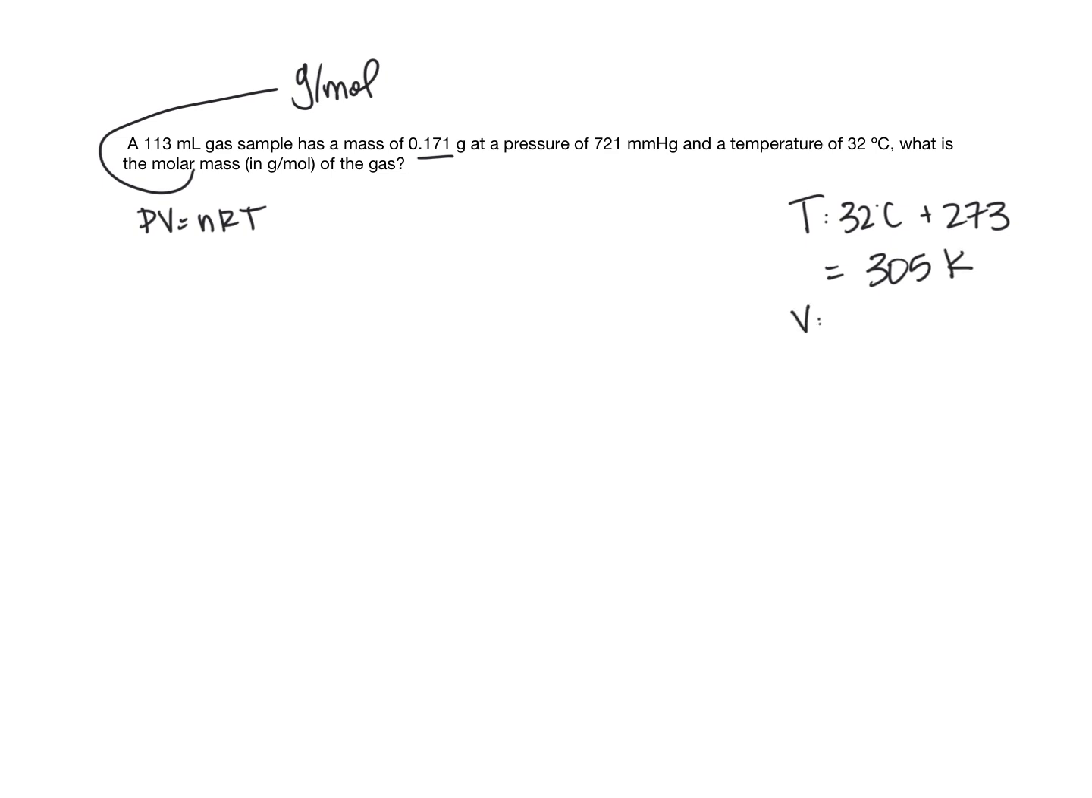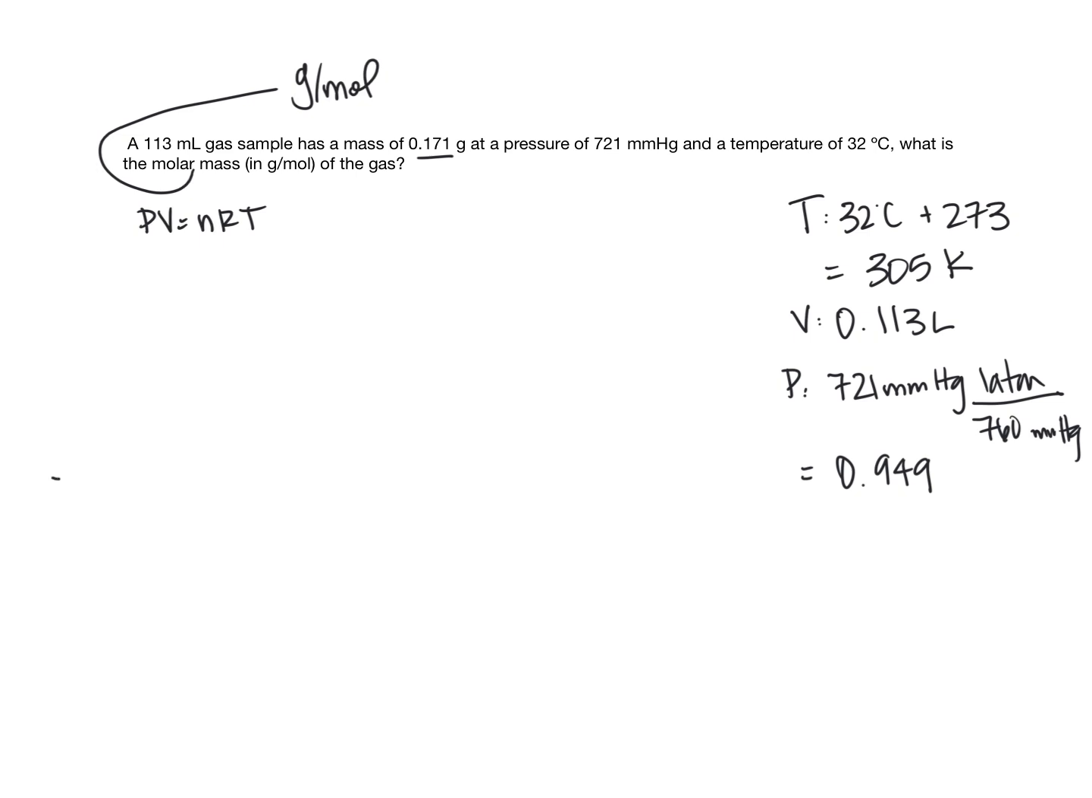The volume is 0.113 liters. I just divided by 1,000. And our pressure is provided in millimeters of mercury, so 721 millimeters of mercury. And I'd like to use this in atmospheres, and there are 760 atmospheres. Nope, there are 760 millimeters of mercury in one atmosphere. Sorry about that. And so that gives you a pressure of 0.949 atmospheres.